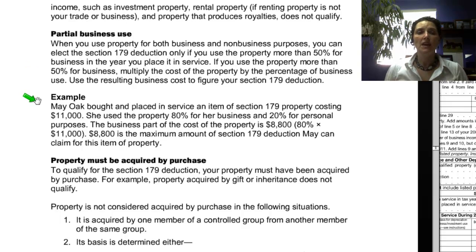And here's an example. May Oak bought and placed in service an item of Section 179 property costing $11,000. She used the property 80% for her business and 20% for personal purposes. The business part of the cost of the property is $8,800, 80% times $11,000. Therefore, $8,800 is the maximum amount of Section 179 deduction that May can claim for this item of property.